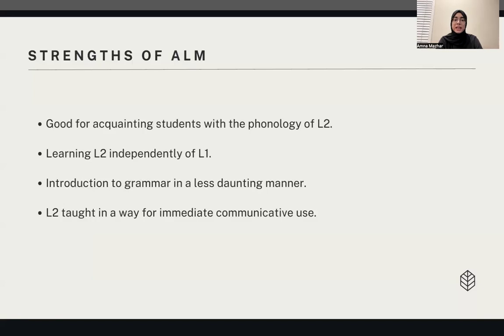The last point is L2 taught in a way for immediate communicative use. So the learners will be exposed to the spoken language in a way that they're able to use it in a communicative environment. For example, they will be taught the sentence, "My name is Amna," or "I am this many years old," where they will be able to speak to a native language speaker and be able to answer the questions.